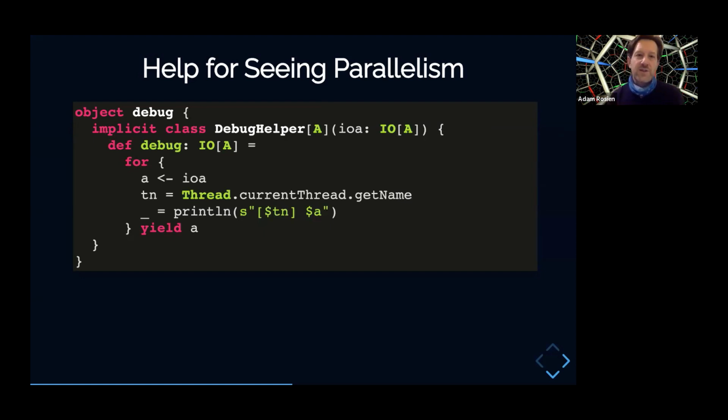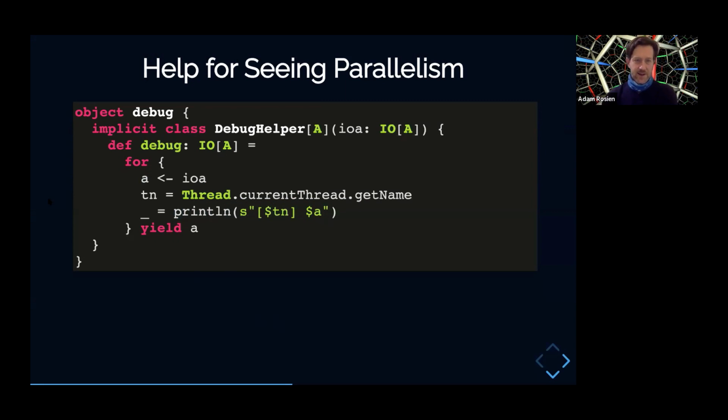So in the examples that I show, I'm going to take advantage of a little extension method that I cooked up. It's just going to be this little debug method. And I have to say, I totally stole it from the FS2 folks, because it's a really nice idea. Just add a debug in there and you're done. It doesn't change what the IO does, it decorates an existing IO and just adds a little bit of printing. It prints the current thread name along with the value that was in the IO, and then just yields the value so that normal processing continues.